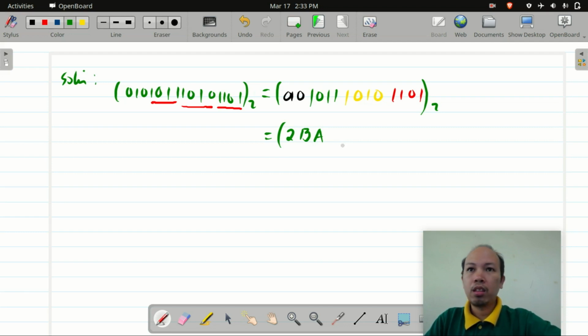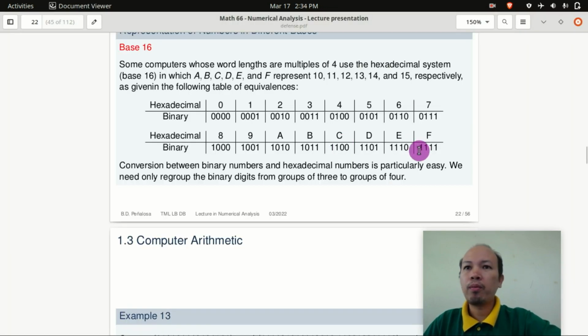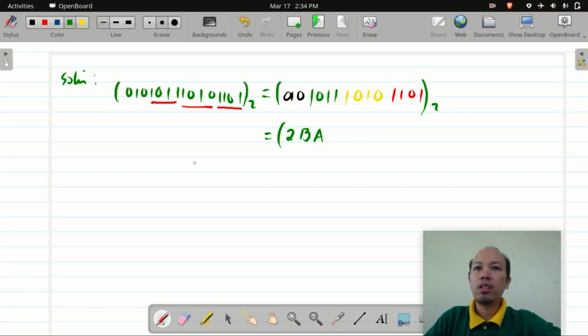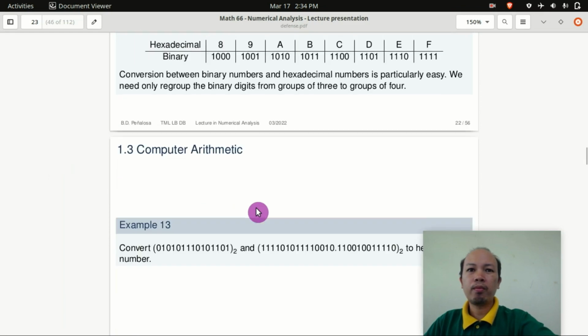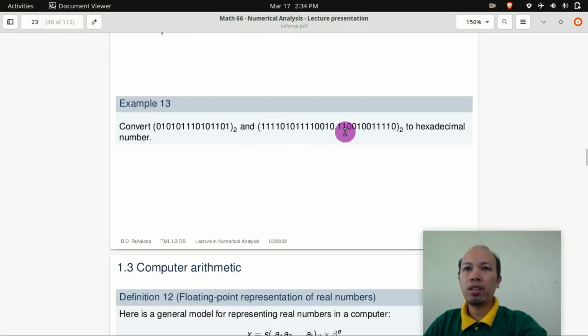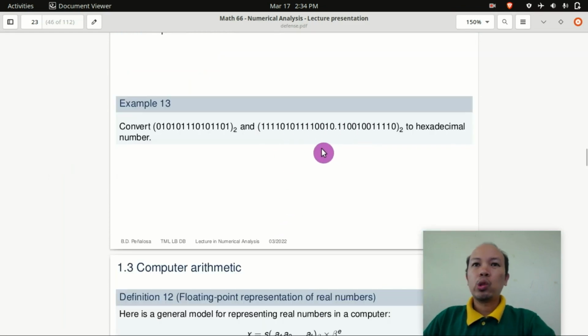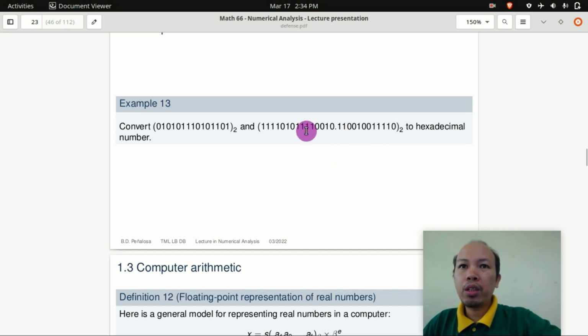And 1101 is D. Okay, so we are done. And the second question is this one here. Okay, so let's convert the second question.